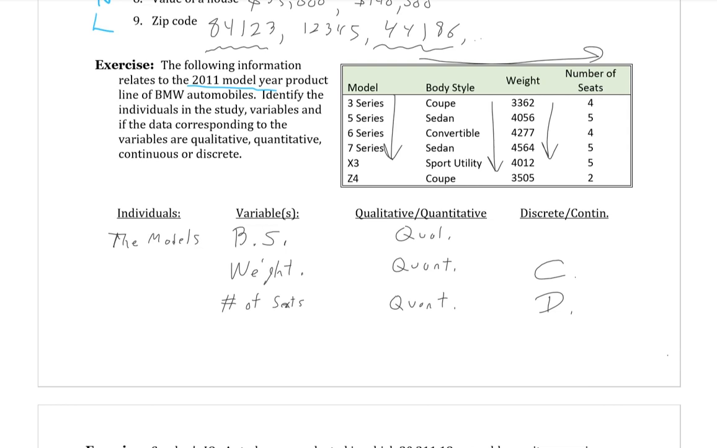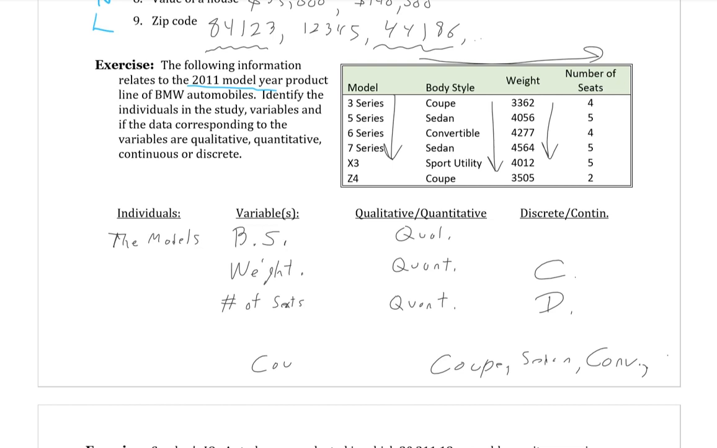Last one. Body style, we have like coupe, sedan, convertible, etc. So these ones we would not consider continuous because we can't add decimals to these. We can't have like coupe 0.125. That's not a thing.